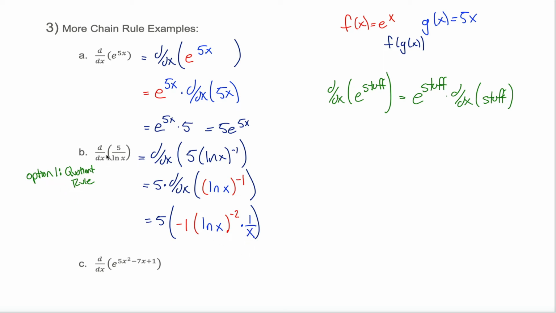You could use the quotient rule to get this derivative, or you could use the chain rule, and it would end up looking something like this. You could leave this just as it's written, or you could rewrite it by taking the negative 5 and throwing it on top of the fraction. The x is down on the bottom of the fraction, and natural log of x raised up to the negative 2 power is the same as the natural log of x squared down on the bottom of the fraction.